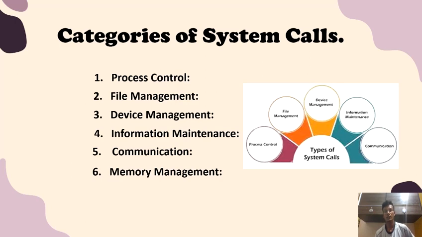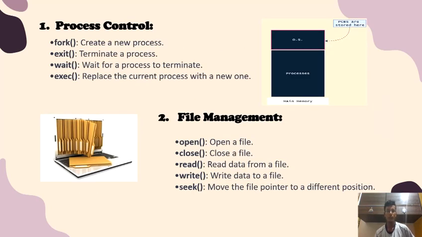Next we discuss the categories of system calls. There are six types: process control, file management, device management, information maintenance, communication, and memory management. First, process control. It consists of four types: fork, exit, wait, and exec. Fork is used to create a process. Exit is used to terminate a process. Wait is used to wait for a process to terminate. And exec is used to replace the current process with a new one.